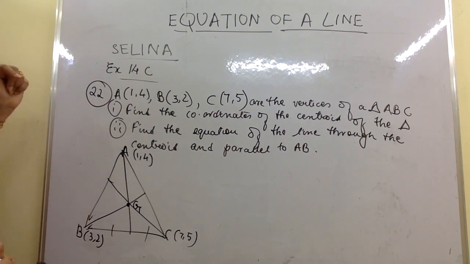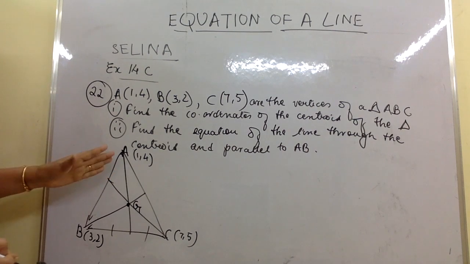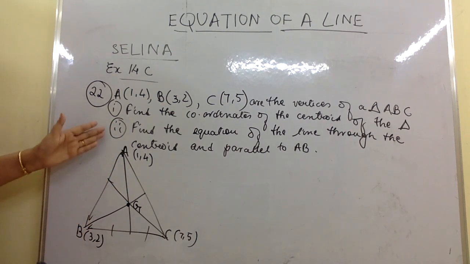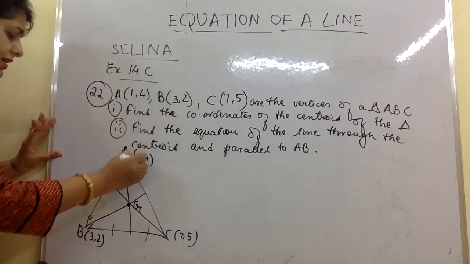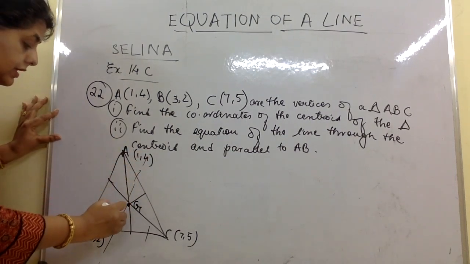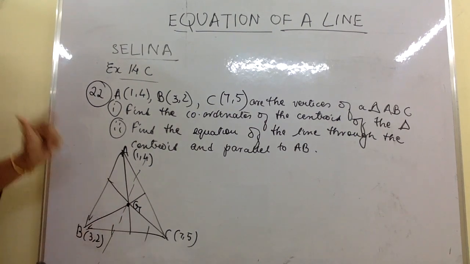Now the first part says find the coordinates of the point G, and the second one says find the equation of the line through the centroid, that is, a line which will pass through the centroid and also be parallel to AB, maybe something like this. You can imagine a dotted line like this. So the line has to be parallel to this as well as pass through G.